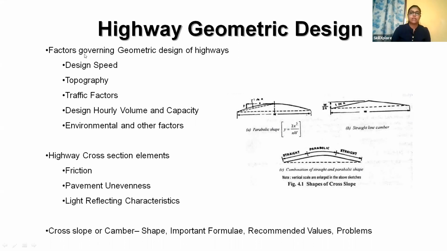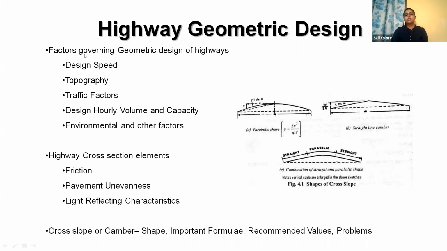So that is one thing. And pavement unevenness, same as that. We expect an even pavement, right? But to what extent our pavement should be even, and if unevenness is there, to what extent the unevenness is acceptable, all those things we will study. Then light reflecting characteristics. What are the light reflecting characteristics of the pavement? If the pavement is more light reflecting, what are the negatives? It actually affects the night travel more, right? So all these things are highway cross-section elements. These also we will be covering in detail.